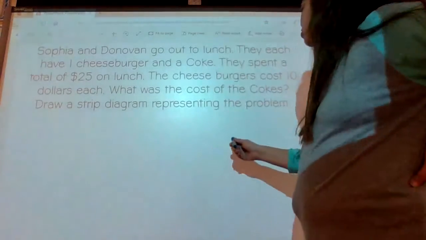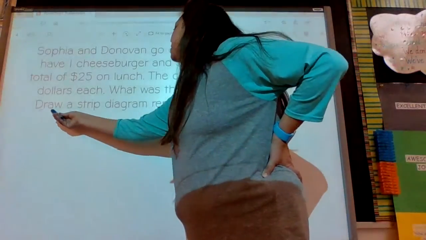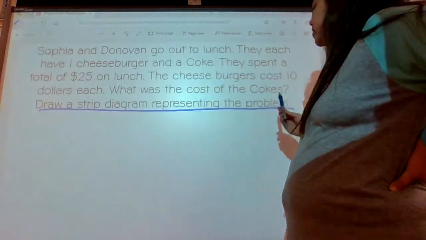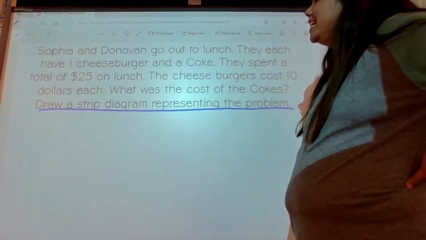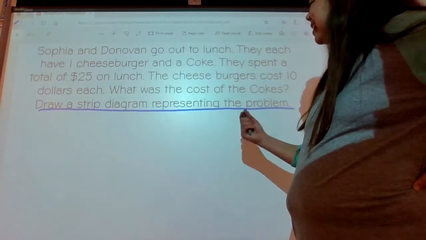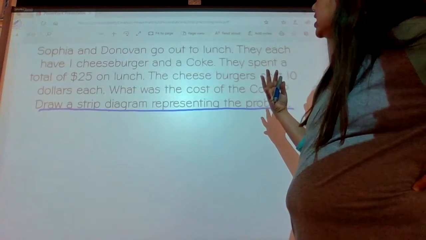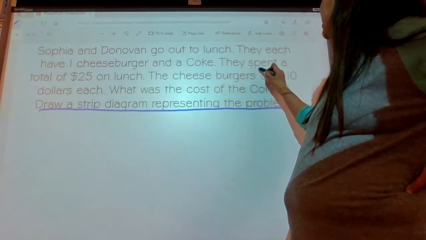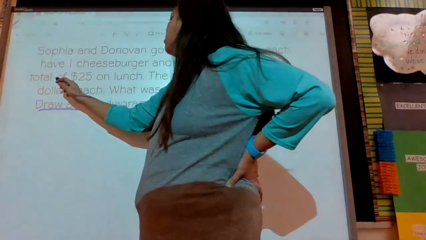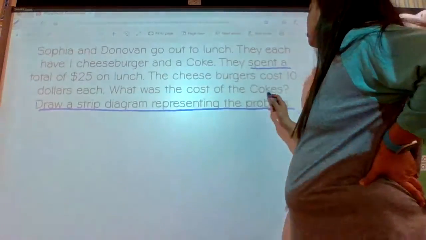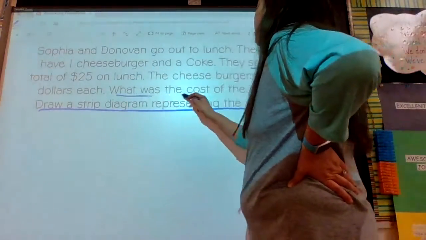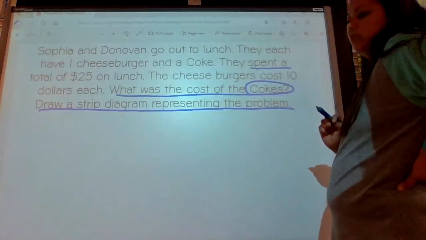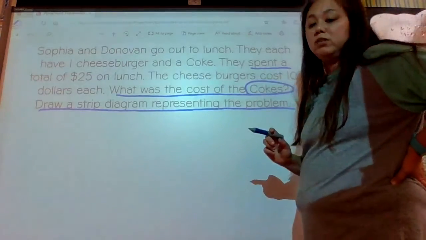So we're going to draw a strip diagram to represent this problem here. That's what we're going to do. So what do we need to know? I need to know what's kind of going on. They went out to eat, two friends, and we know they spent a total of $5, because eventually what we're trying to find here is what was the cost of the Cokes. We want to know how much the Cokes cost.